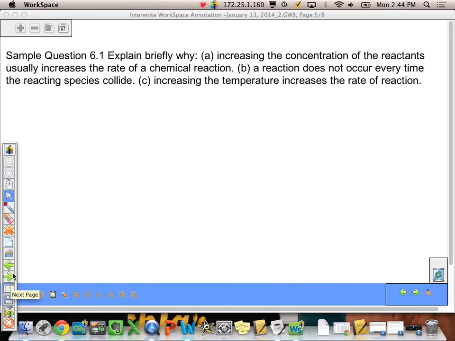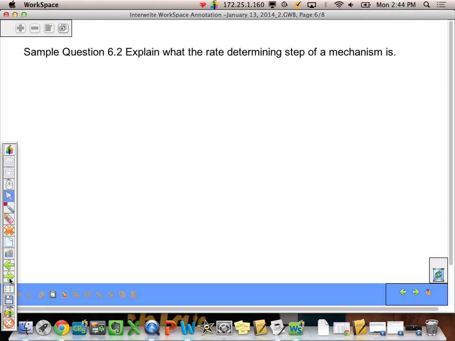Sample question 6.2 asks us to explain what the rate determining step of a mechanism is. And that is the slowest step. So if it's a multi-step process, if multiple things have to occur within the reaction, whichever one takes the longest is called the rate determining step. It tells us the fastest our reaction could possibly go based upon our slowest part.